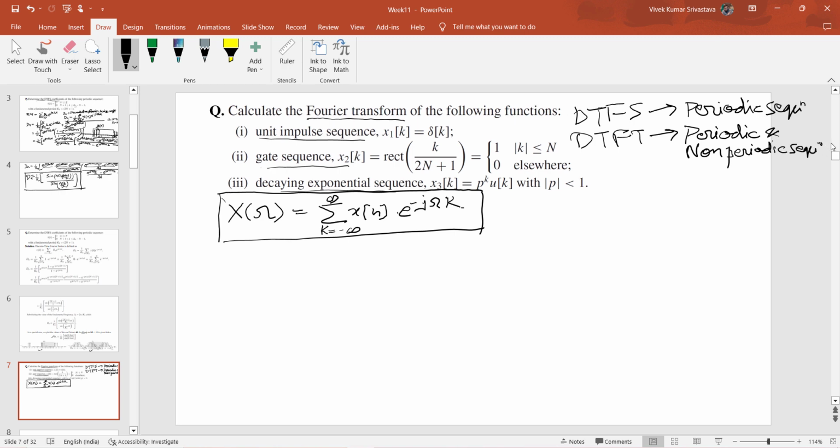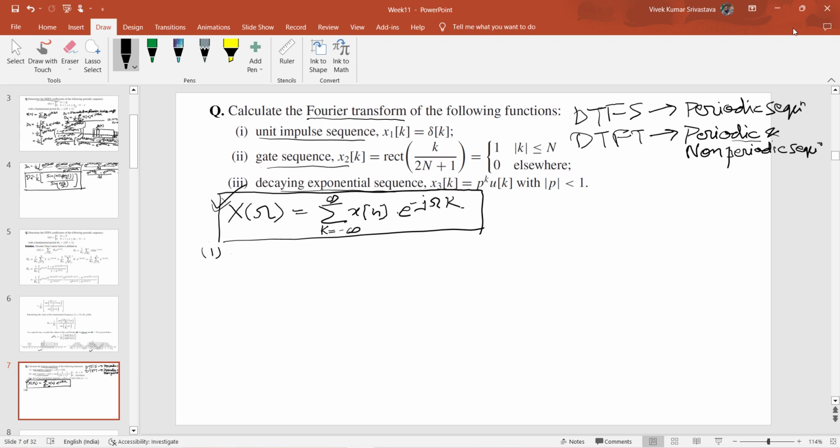So in this problem the sequences given to us are non-periodic in nature. So for that we will use this expression, whereas to obtain the discrete time Fourier transform corresponding to a periodic sequence we will use another expression that we will see in the upcoming slides. So let us try to solve this problem by using this expression of the discrete time Fourier transform. Let us take the first case where we use the sequence as the unit impulse sequence, that is x1 of k is equal to delta of k.